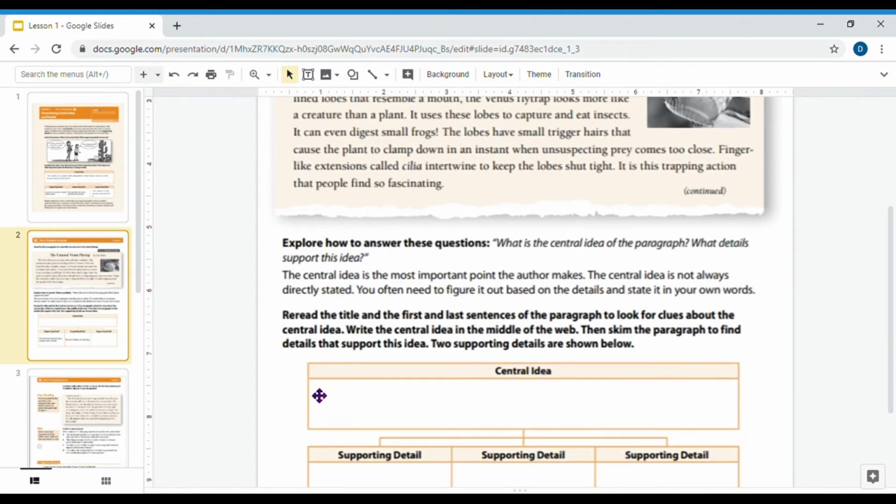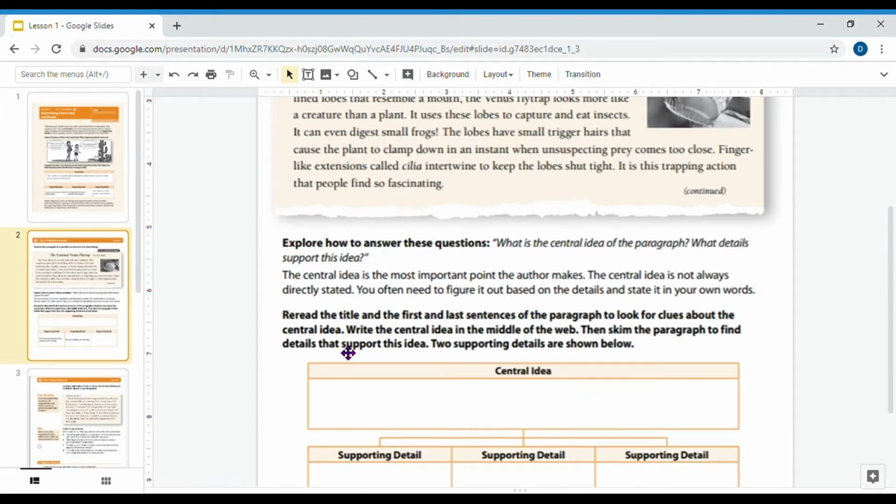So it says, explore how to answer these questions. What is the central idea of the paragraph, and what details support this idea? The central idea is the most important point the author makes. The central idea is not always directly stated. You often need to figure it out based on the details and state it in your own words. Reread the title and the first and last sentences of the paragraph to look for clues about the central idea. Write the central idea in the middle of the web, then skim the paragraph to find details that support this idea. 2 supporting details are shown below.